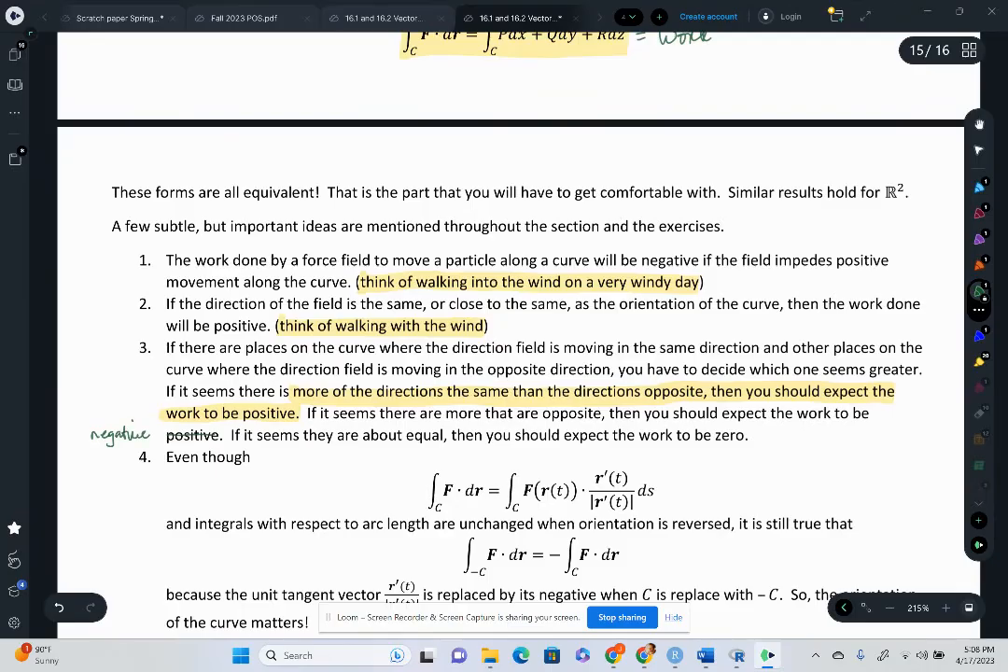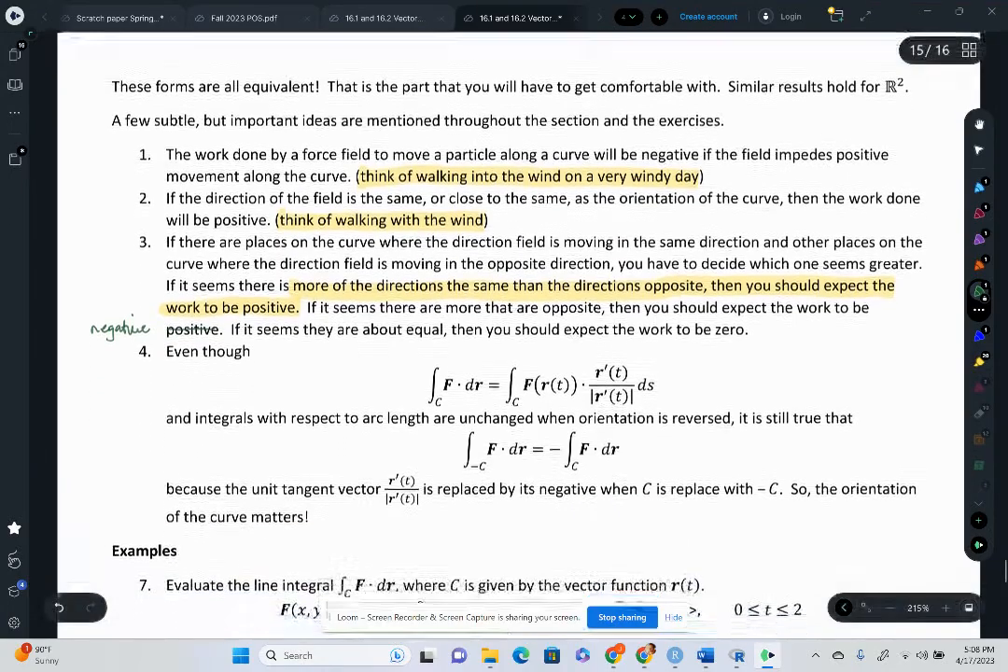Sorry about that. Now, if it seems like they're about equal, then you should expect your work to be either really small or 0, okay?